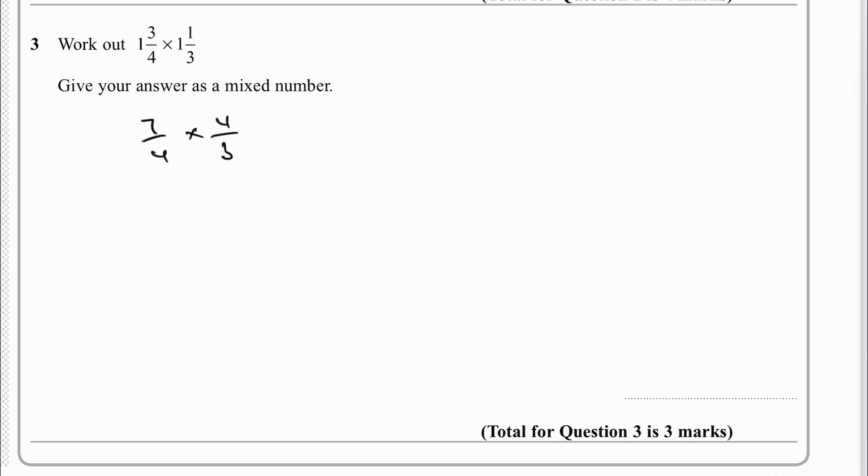However, I'm just going to reduce because it's fairly easy to do that. I can divide top and bottom through by 4, so that's going to give me 7 over 3, and that's going to give me then 2 1/3.